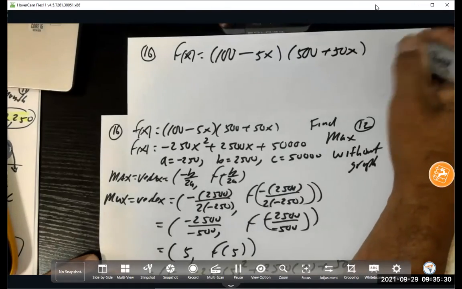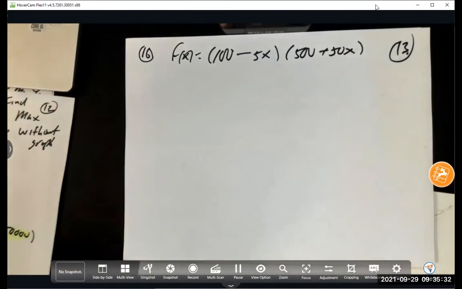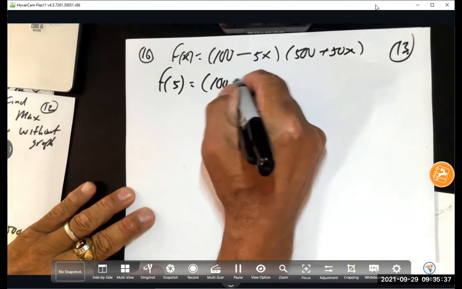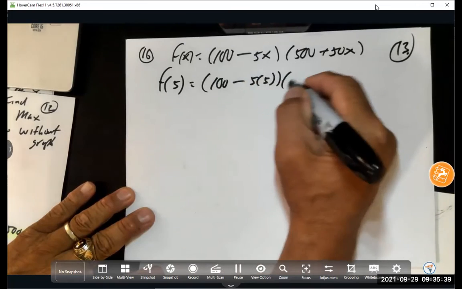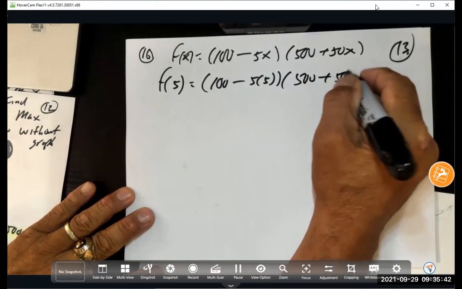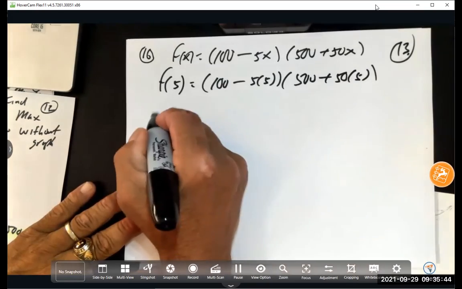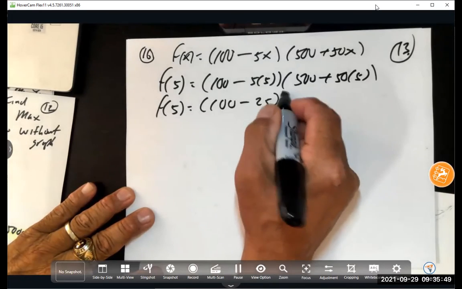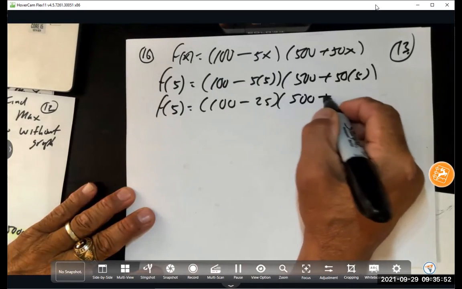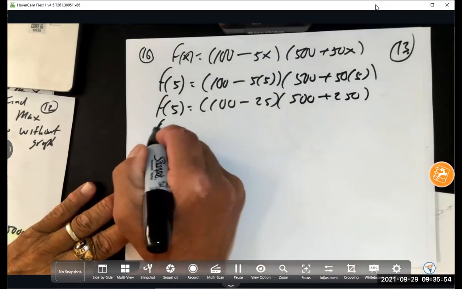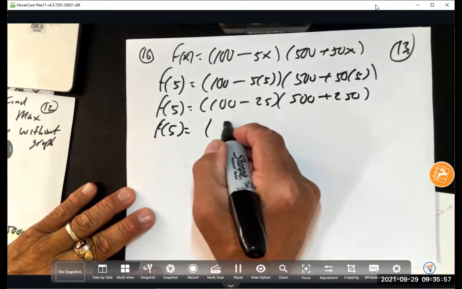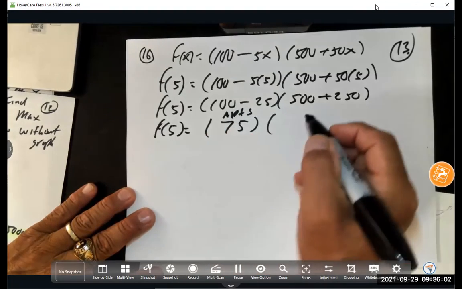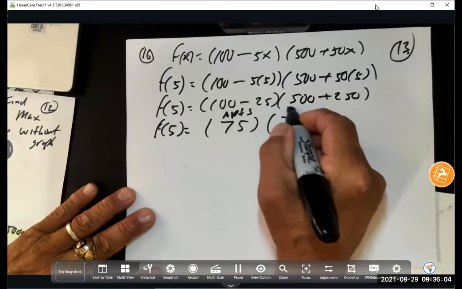Go ahead, mute your machines until you answer me, okay? All right. So we said to find f of 5, which means 100 minus 5 times 5, and 500 plus 50 times 5. And that means f of 5 is going to be 100 minus 25, and 500 plus 250. All right, and f of 5 means 75 apartments are full, and everybody's giving you $750 a month.